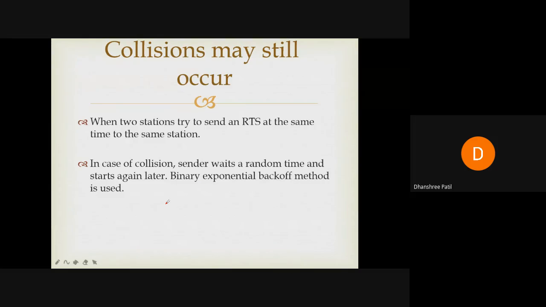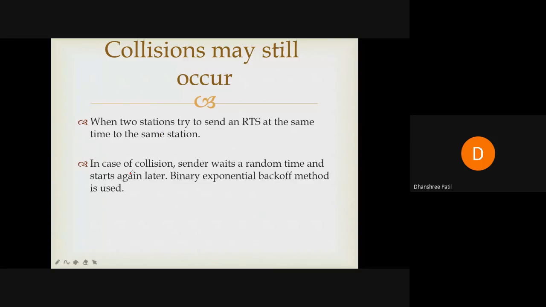Still, collision may occur. When can a collision occur? When two stations try to send an RTS at the same time to the same station. RTS means request to send. If two stations send an RTS frame to one station at a time, in that case collision can occur.